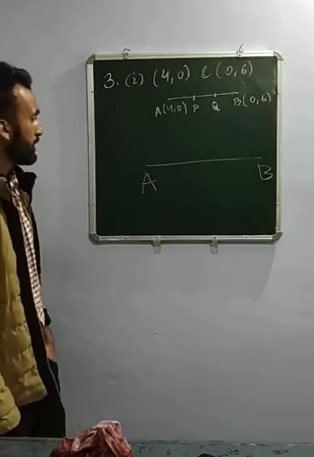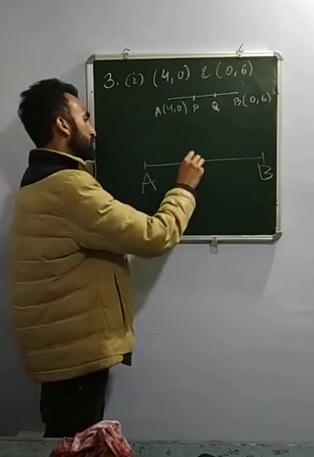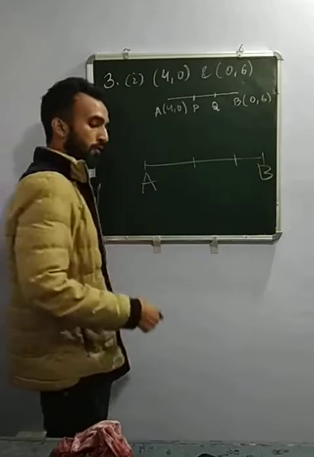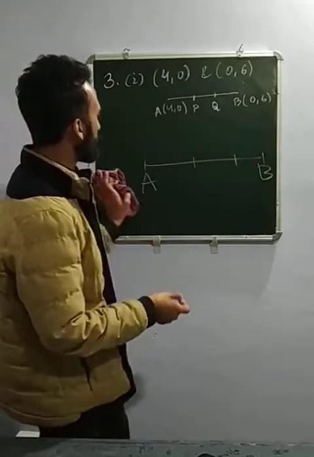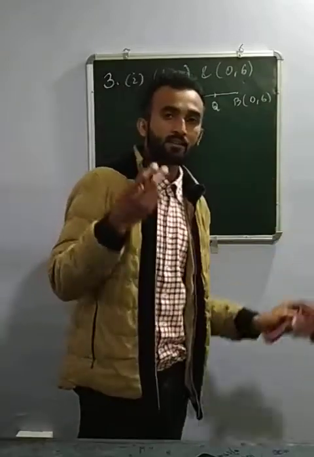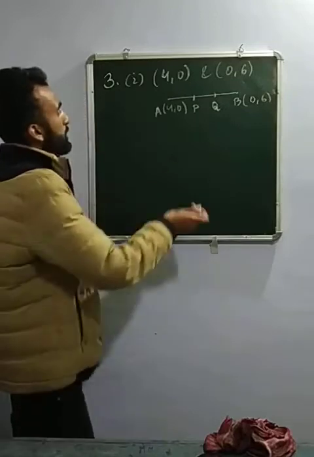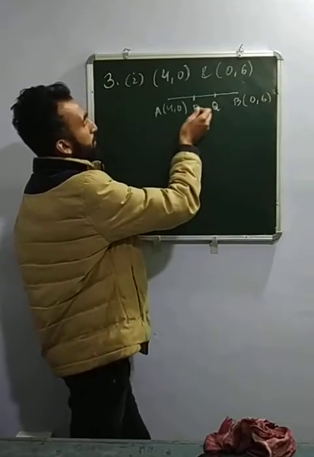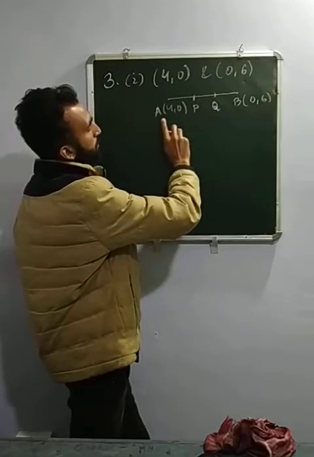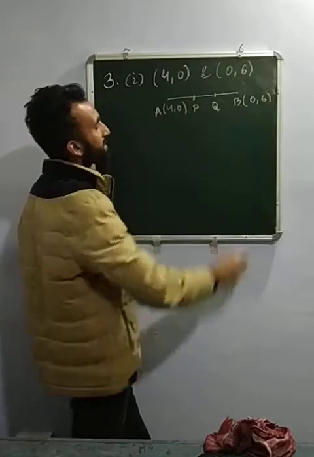Suppose I need 3 sections here. That means I need 2 points here. 2 points, so it becomes 3 sections. For 4 sections, I need 3 points. Trisection, I need just 2 points. Remember that. Now suppose P and Q are the points. P and Q are the points which divide this AB into 3 sections, trisection.